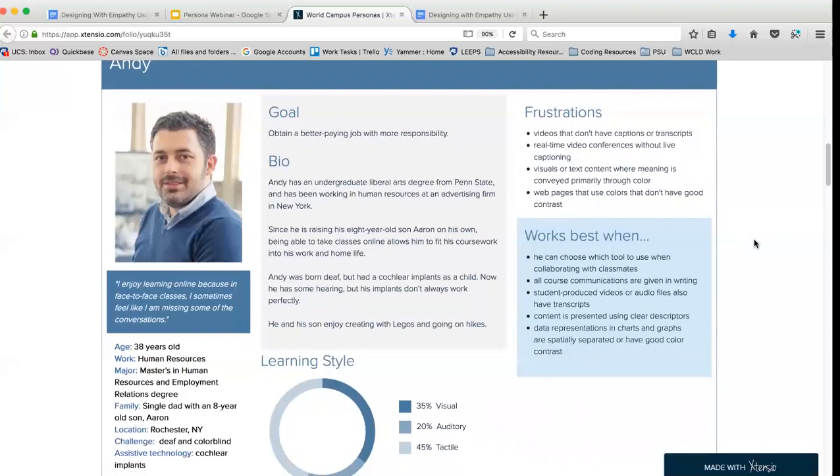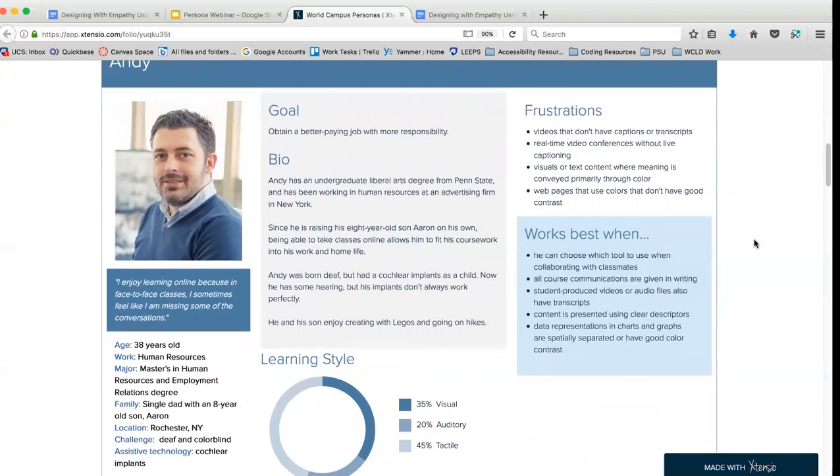If there are live web conferencing events, he would need live captioning for that, and he relies on captions for videos. Due to his color blindness, he does not like it when color is the only means used to convey information, and he appreciates good color contrast in images and documents.